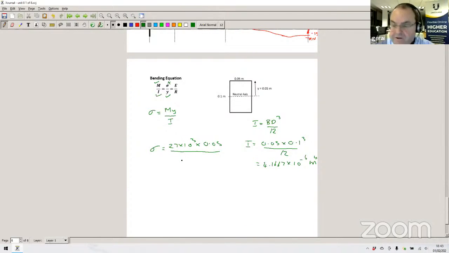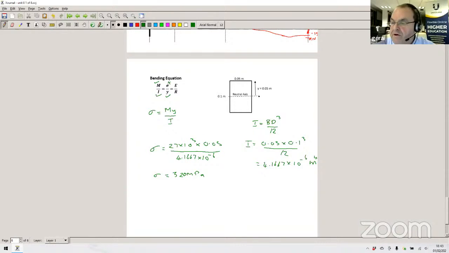So we're going to divide that by the second moment of area, 4.1667 times 10 to the minus 6. That will give us a stress in the order of 320 megapascals. Sorry, 32 megapascals. 320 megapascals.